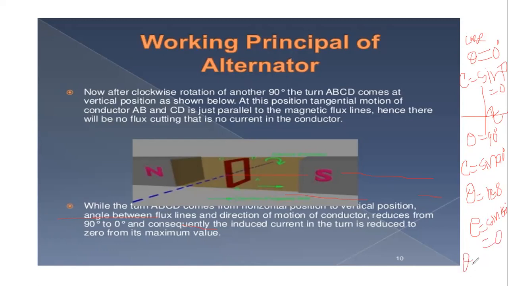Next consideration, theta is equal to 270 degrees. Then sin 270 gives the maximum value at this position. After that, theta is equal to 360 degrees. Therefore, sin 360 is equal to 0. These are the particular cases, and it will be explained like this. That was already discussed in the case of a DC generator.